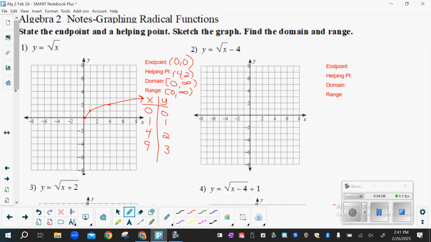Now we're going to use what we did on the warm-up to find that vertex, to find our end point. On this one, there's nothing inside that square root. Your square root is like your parentheses. That's where you find your x value. Since there's nothing there, the x value is 0. Nothing outside, the y value is 0. So it's 0, 0 here. Do we have anything else inside the square root besides the x? No.